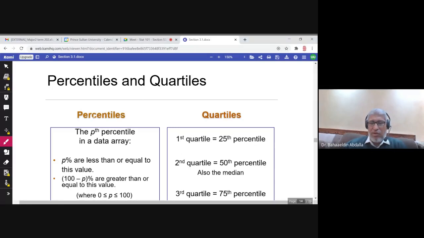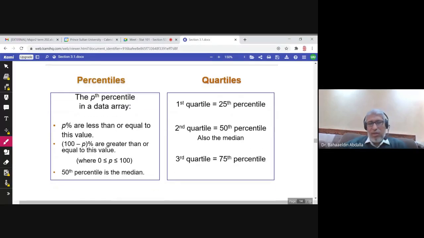At the end, we will talk about the box plot. So let us start with percentiles. The pth percentile in a data array means sorted data. So to calculate the percentiles or the quartiles, you need to sort the data first, similar to the median.